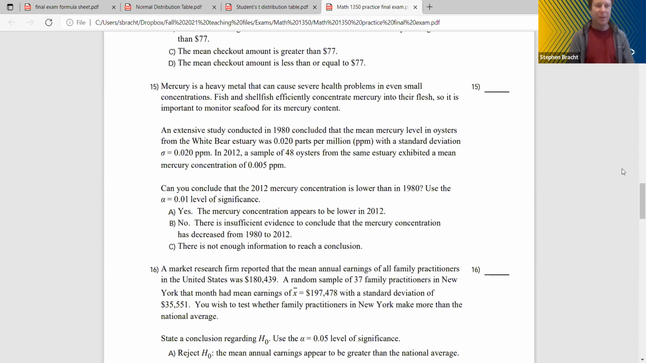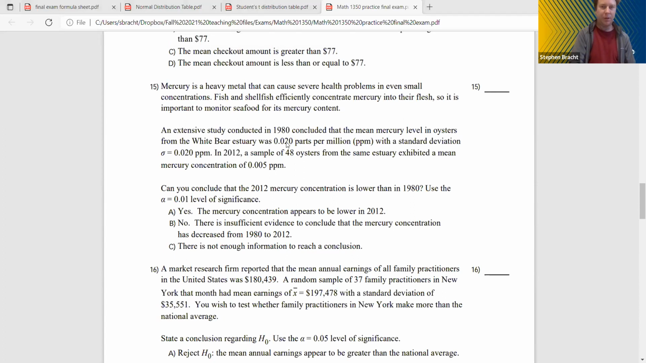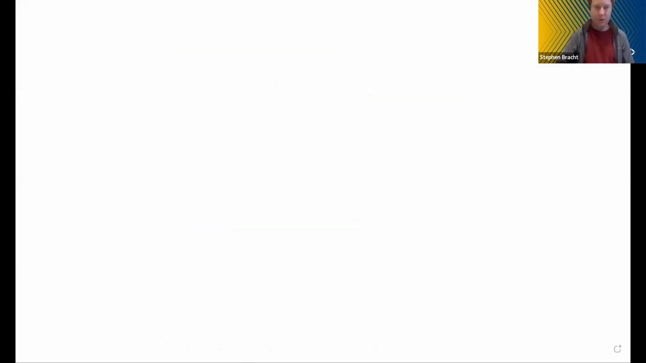So we need to establish our hypotheses, find a test statistic and a p-value, and then conclude the test. And we're doing a test about a mean, and sigma is known. And it looks like it's going to be a left tail test because it says lower right there. Okay. So I'm going to flip over here. This is 15.